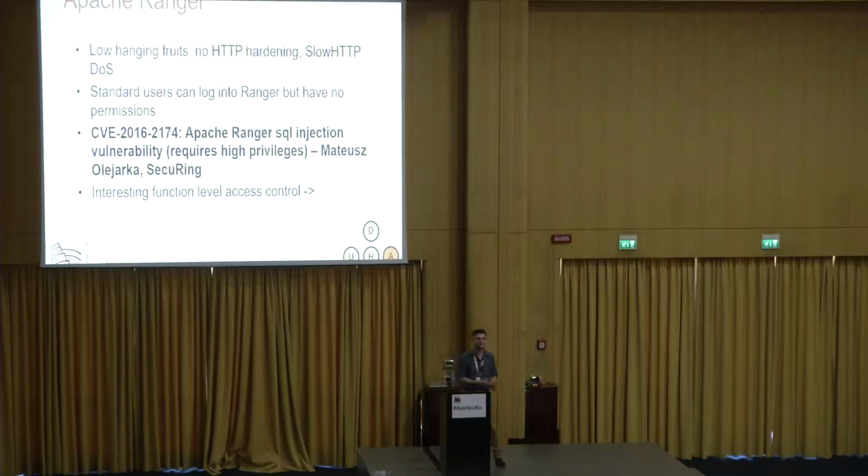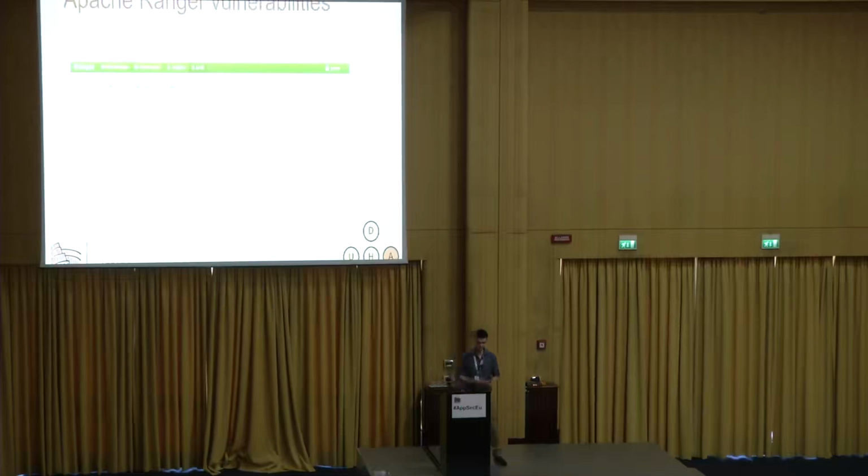So of course there were some low-hanging fruits in Ranger. Completely no HTTP hardening, some slow HTTP DoS. We found an SQL injection, but it required administrative privileges, so maybe that's not very interesting. But as in Ambari, standard users can log into Ranger, but they have no permissions inside. So if they've got no permissions inside, this is how it looks for them. The administrative interface consists of 4 tabs, and some of them are disabled for standard users. They're clickable only for administrators.